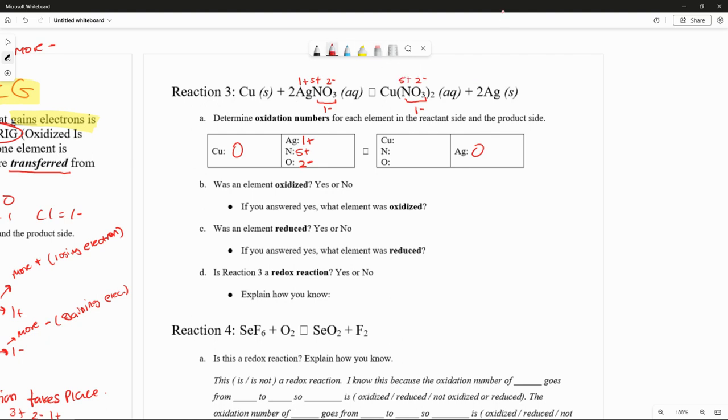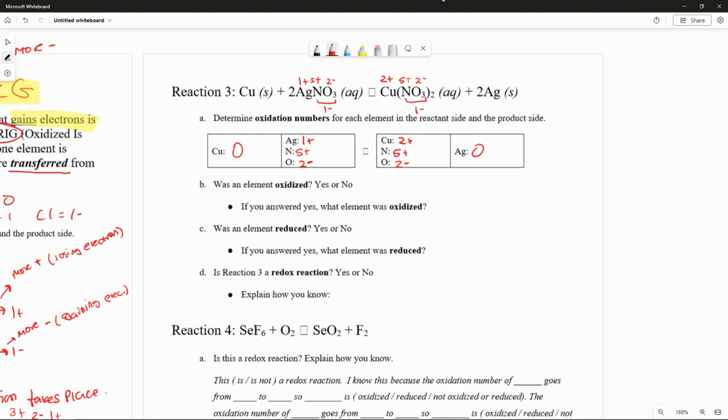If this whole nitrate ion is 1 minus, and we have two of them, that's a 2 minus. That 2 minus plus Cu, the copper in front, has to equal 0, which is the overall charge of the whole compound. So we know Cu has to be 2 plus, since the whole thing has to equal a charge of 0, which is invisible. So Cu 2 plus, N 5 plus, and O 2 minus.